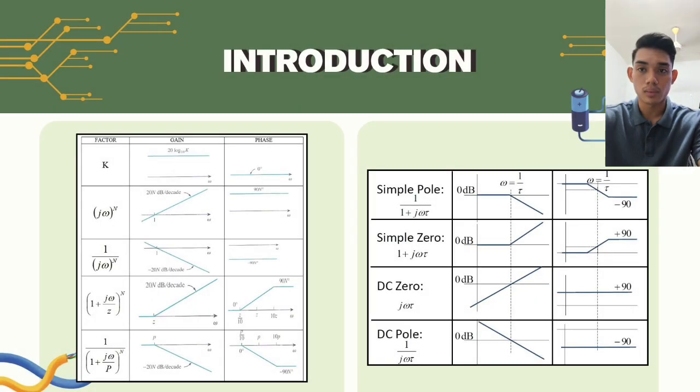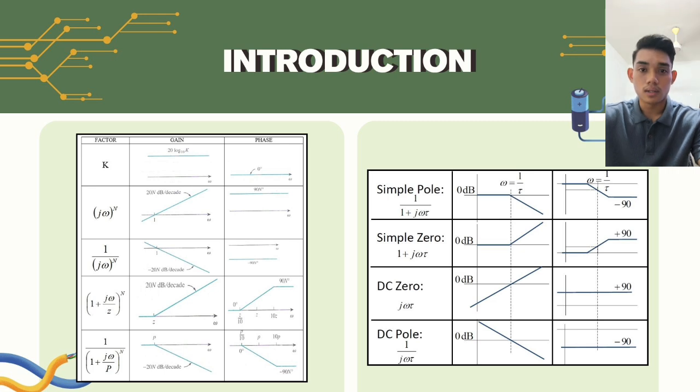This table is a Bode plot summary used in control systems and signal processing to analyze the frequency response of a transfer function. It shows how different basic components, called factors, of a transfer function affect gain and phase in a Bode plot. First is K, a flat horizontal line at 20 log base 10 of K in decibels, meaning it doesn't change with frequency. For phase, constant at 0 degrees because it's a pure gain with no frequency effect. Second is (jω) to the power of n, a slope with line plus 20n decibels per decade. It increases as frequency increases. For phase, constant at plus 90 degrees times n. Phase lead depends on n.